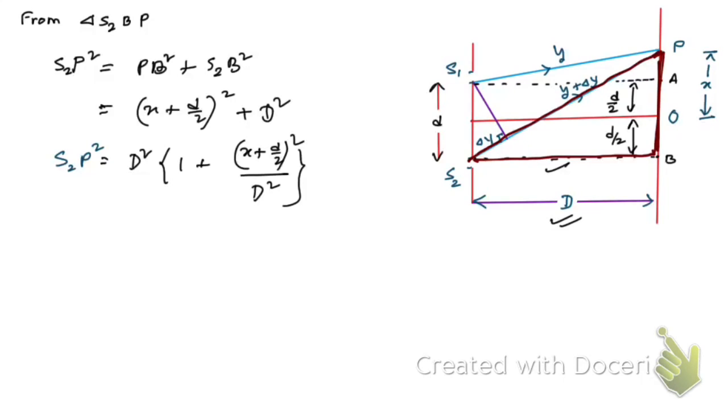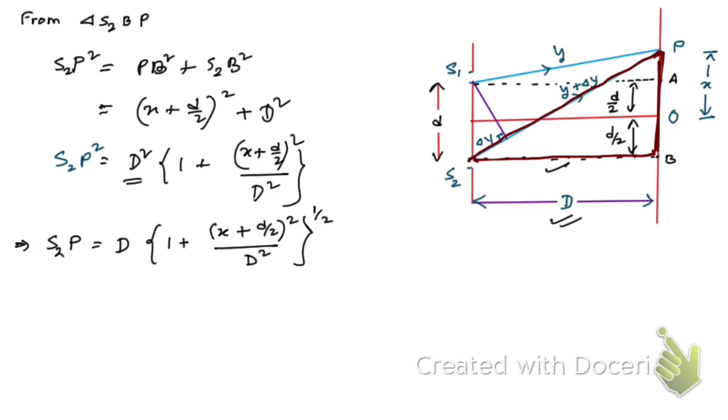Now let me take square root on both sides in order to get S2P. On taking square root, D square becomes D, and the term within the bracket, D square, we're going to get power half on taking square root, right? So hope you have understood this.